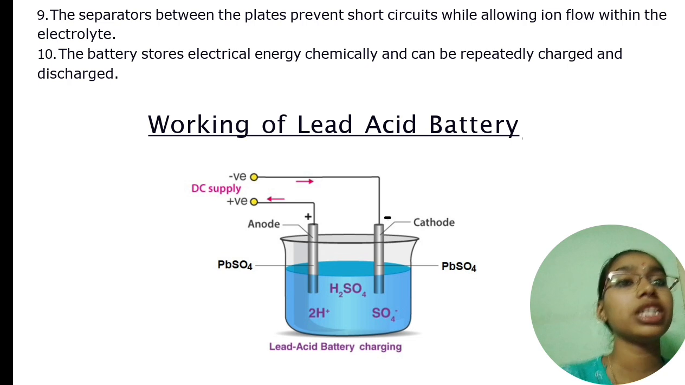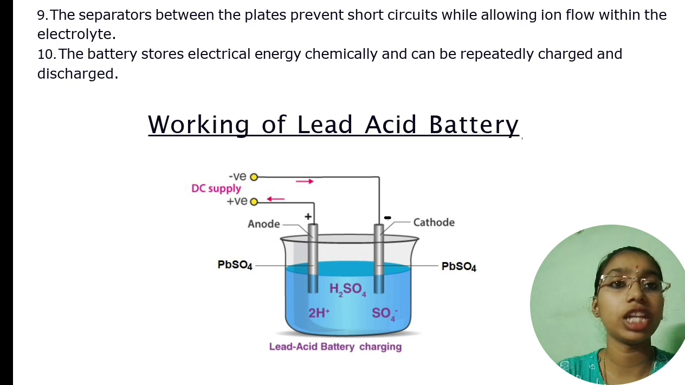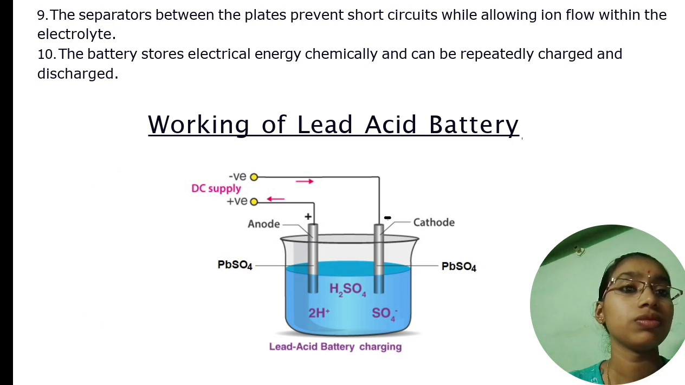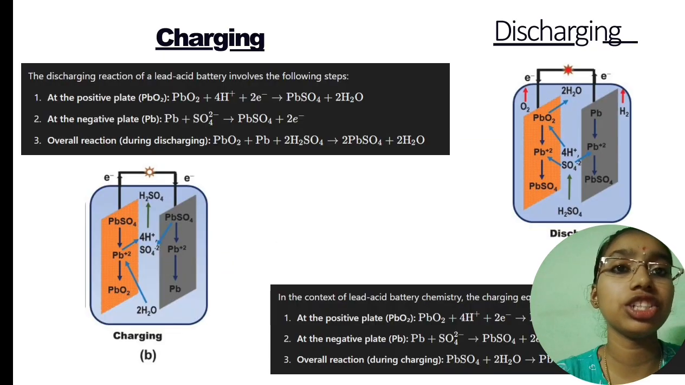The separator between the plates prevents short circuits while allowing ion flow within the electrolyte. The battery stores electrical energy chemically and can be repeatedly charged and discharged. This is the overall diagram for the working of a lead acid battery. Here the lead acid battery undergoes charging and discharging.